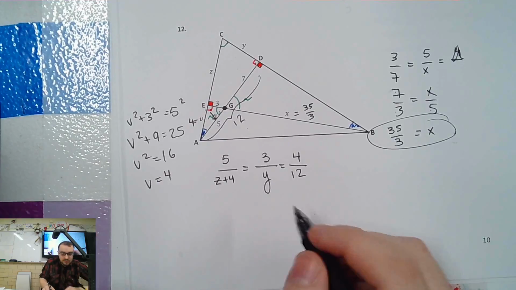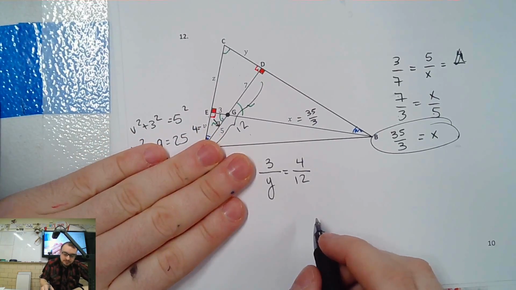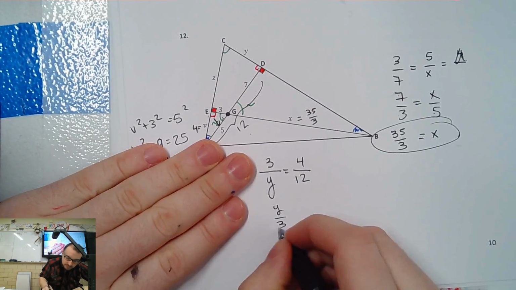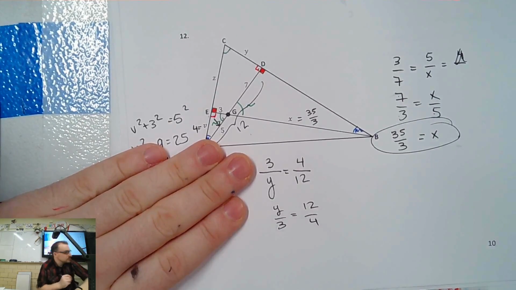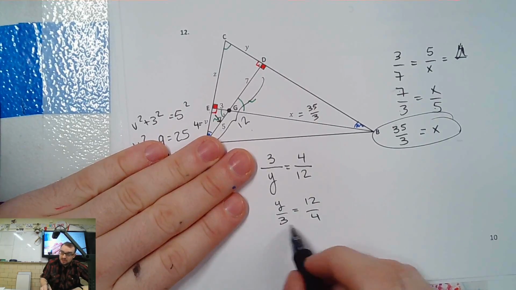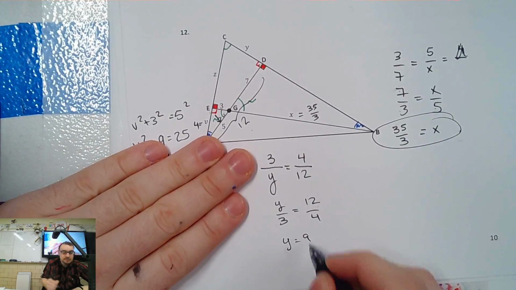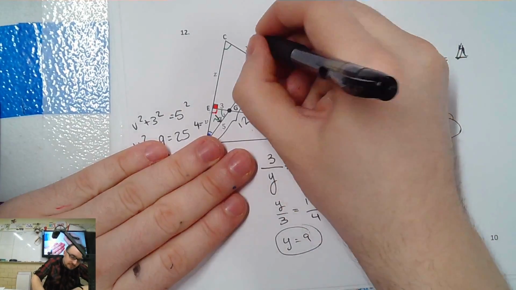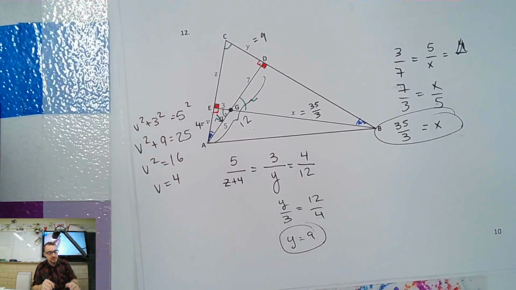All right, so let's solve this one first. We can reduce if you want and flip. What's 12 divided by 4? 3. So we multiply by 3, or we multiply this side by 3, right? And we get y equals 9. 3 here, multiply by 3, it's 9. Y is 9. Let's find out what z is.